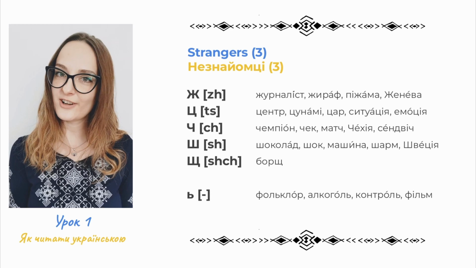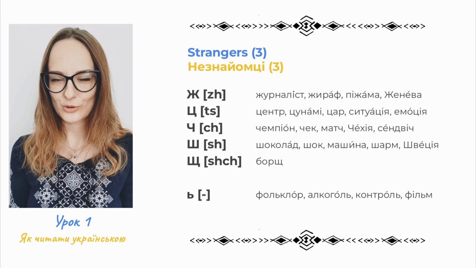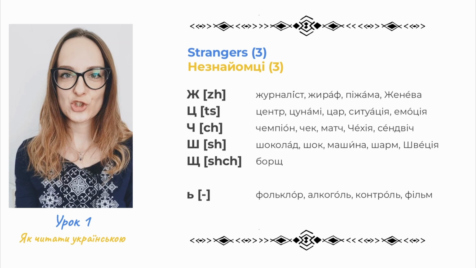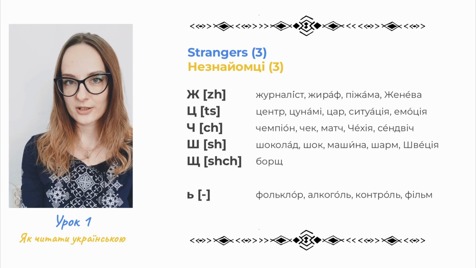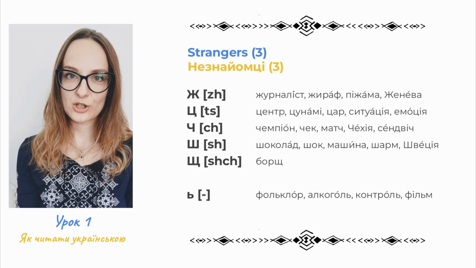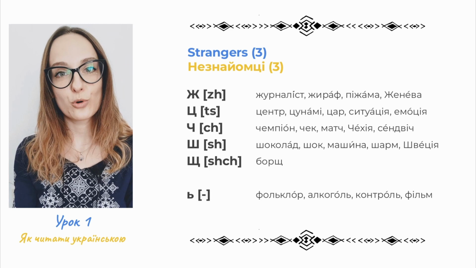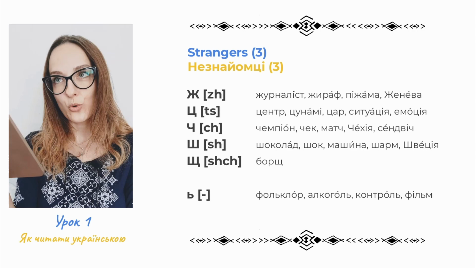And the next letter, letter щ. Also, if you learned Russian before, in Russian letter щ is soft. Щ, sound щ. In Ukrainian, it's hard. Щ. It's like an affricate that has two sounds in a row. Щ, щ, щ, and ч, щ. Like in the famous word борщ, the famous Ukrainian dish. Борщ. That is why, by the way, in English you have the transliteration borshch.